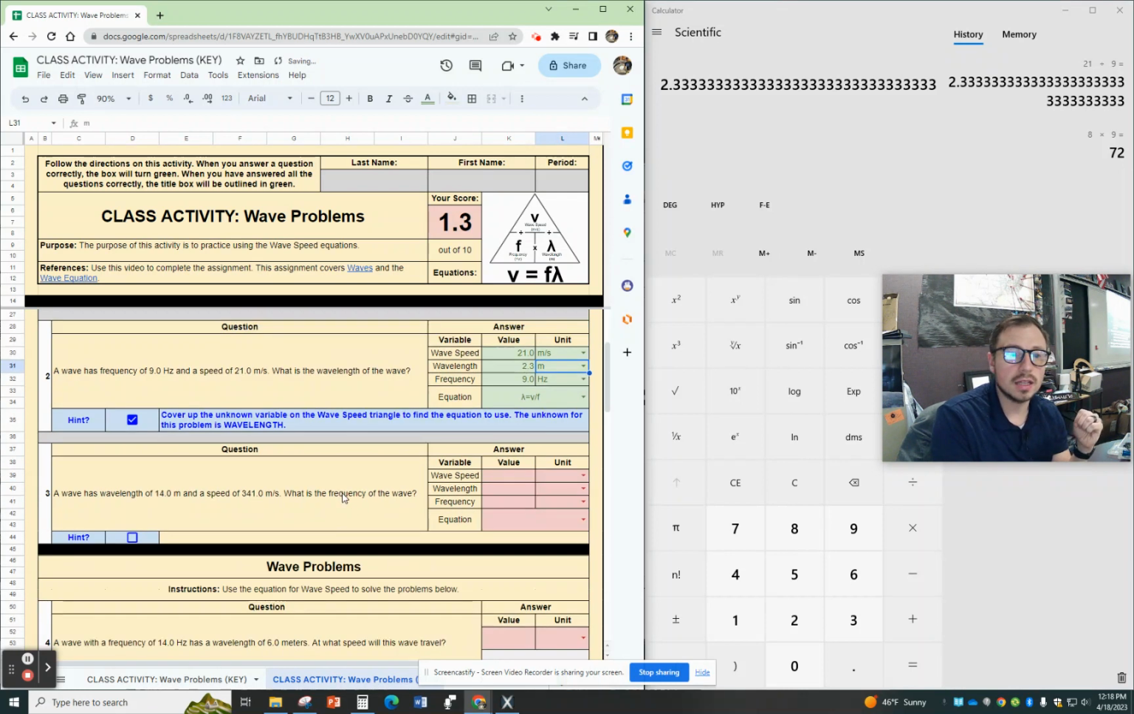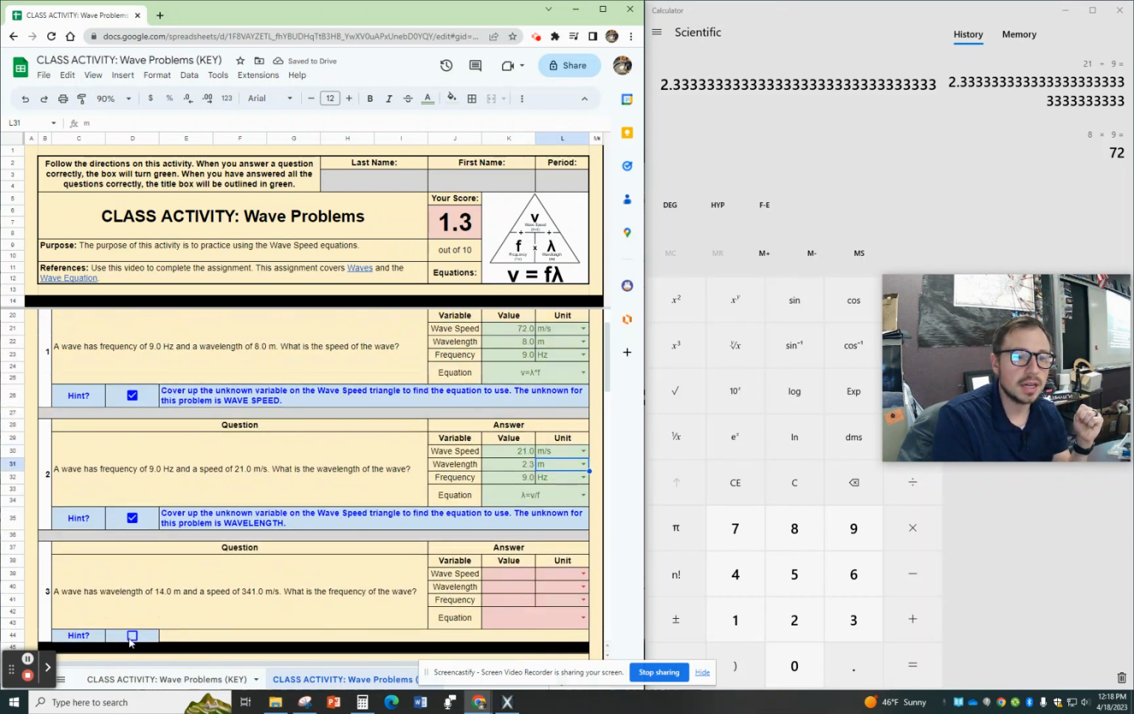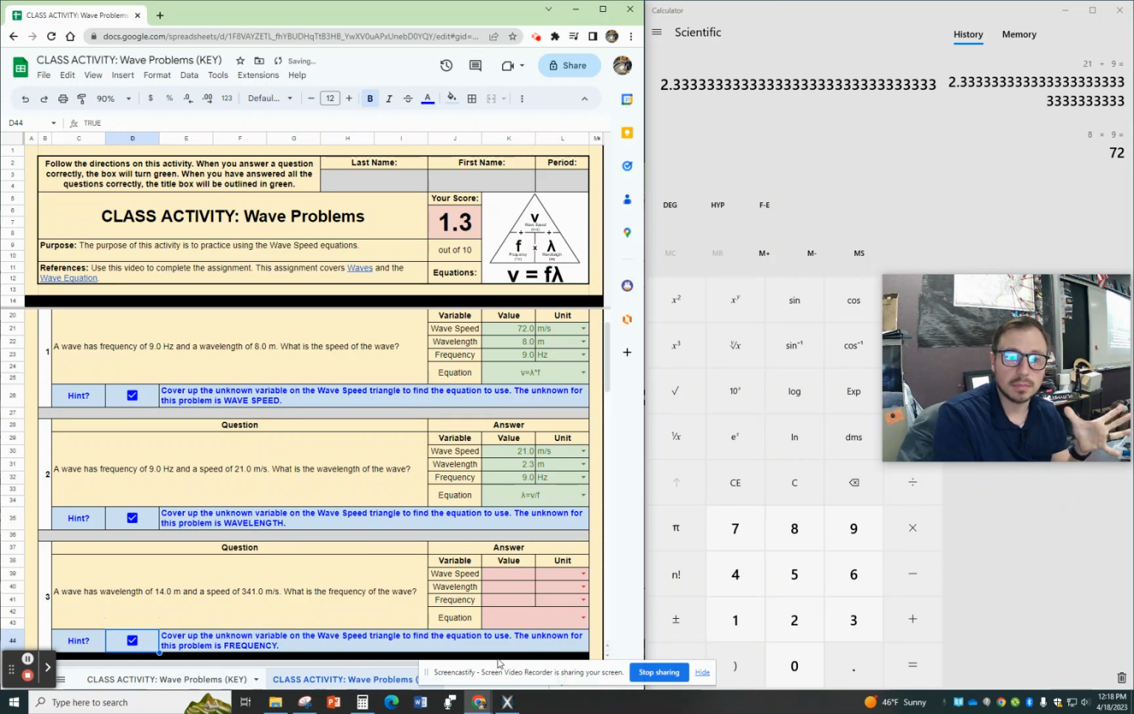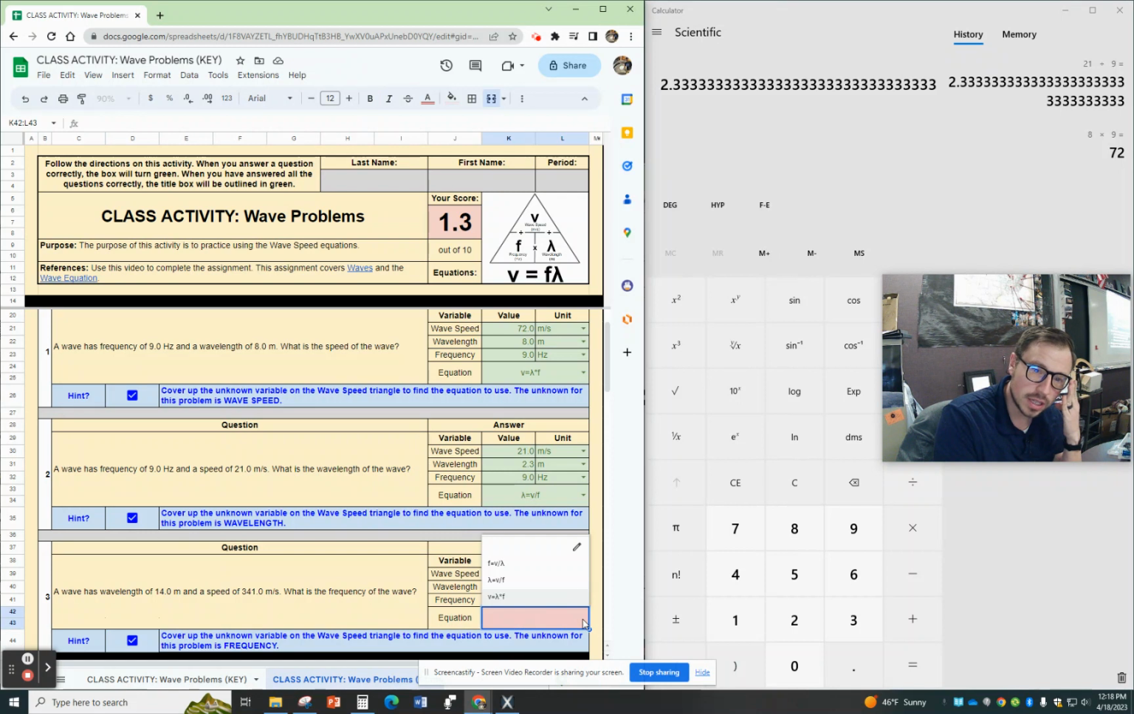Right, there you go. All right, let's take a look at the last kind of problem that I can give you. A wave has a wavelength of 14 meters and a speed of 341 meters per second. What is the frequency of the wave? So now the unknown for this problem is frequency. So I'm going to look for the equation. I cover up the frequency on the wave speed triangle, and it's going to be the frequency equals the velocity divided by the wavelength.